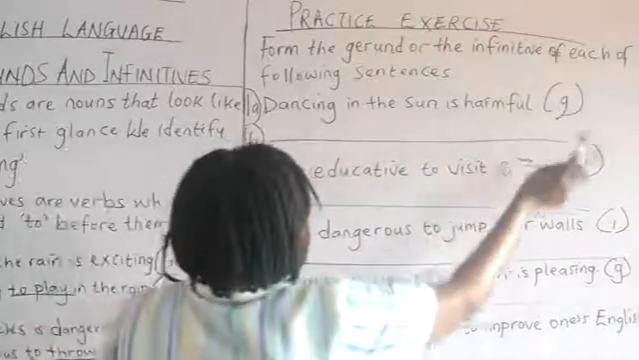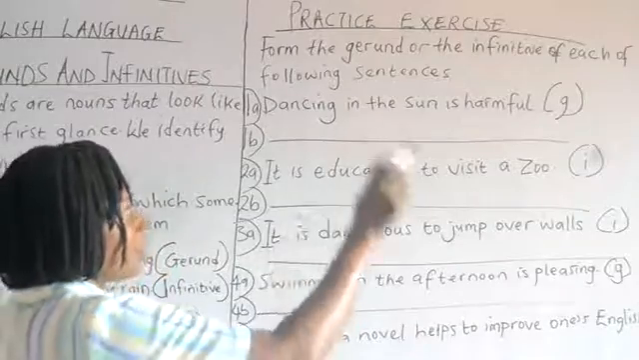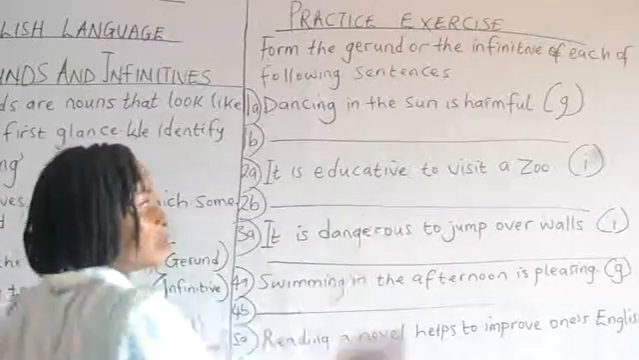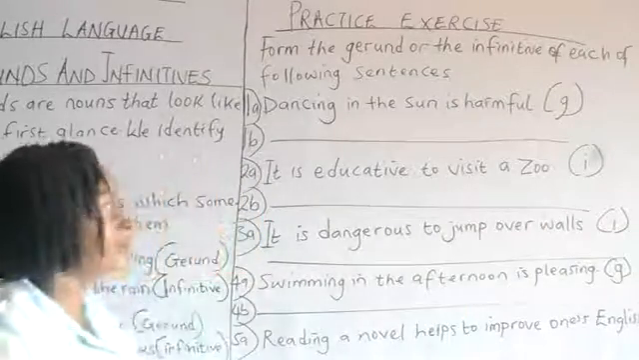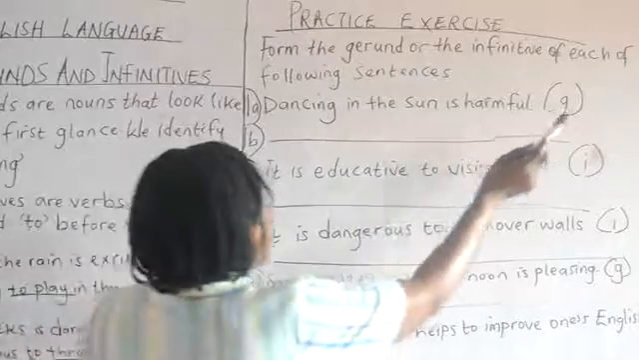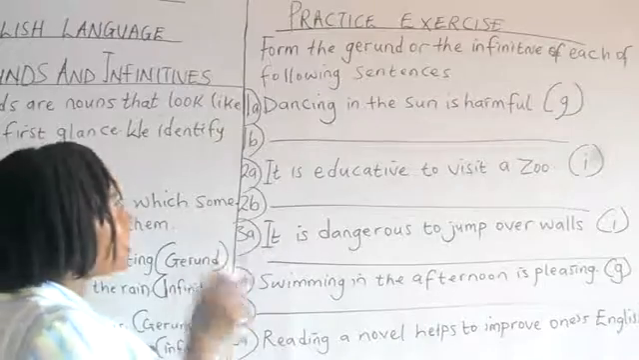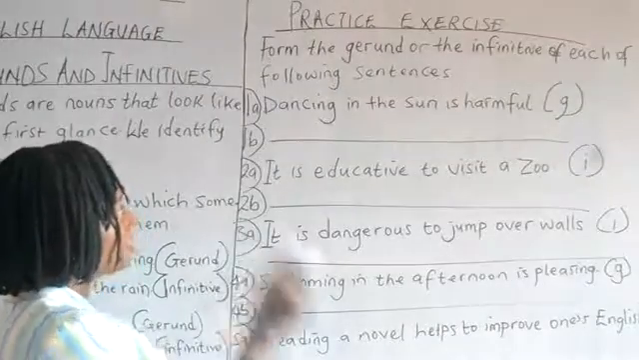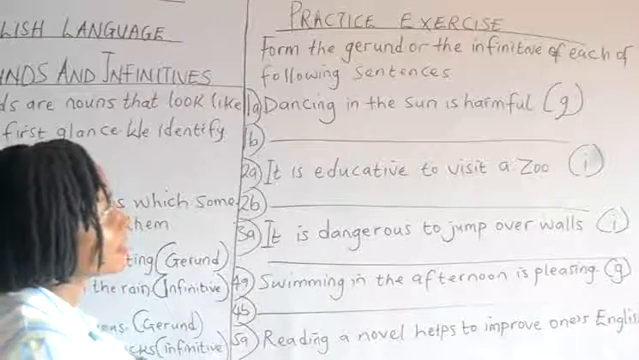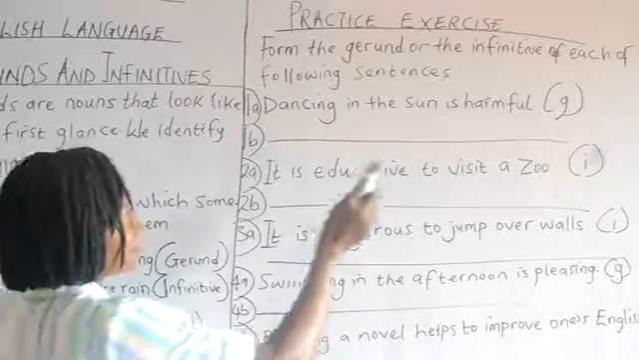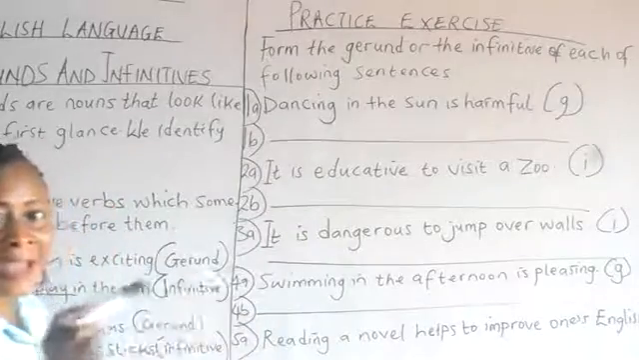At the end of each sentence being constructed, you have letters. The letter G represents gerund, while the letter I represents infinitive. So always look out for the letter in the brackets, so as to enable you identify the word there. The first question, 1a, says, dancing in the sun is harmful. This is what? A gerund. Because the first word there is carrying ing.